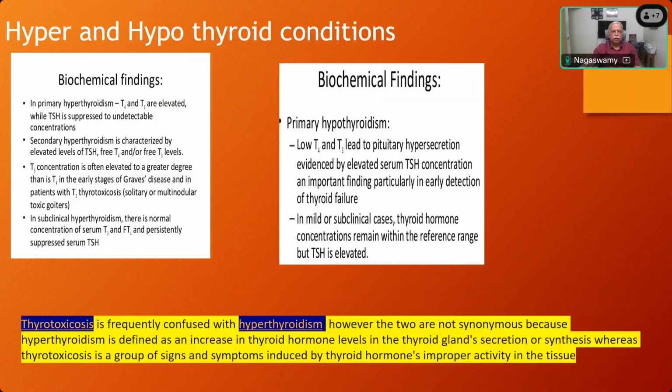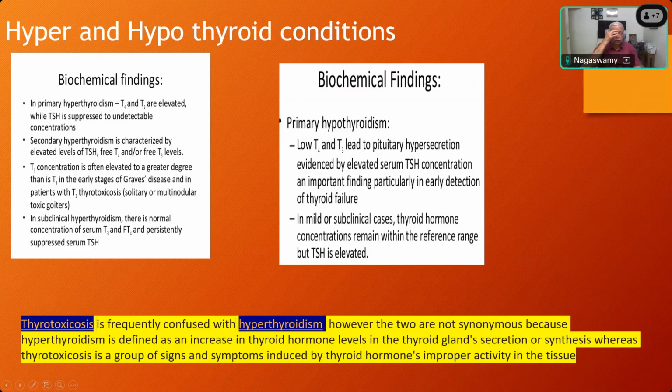And how to diagnose all that, you probably know biochemical values. In primary, what is happening is, and there is one misconception. Thyrotoxicosis is frequently confused with hyperthyroidism. Both are used synonymously because hyperthyroidism is defined as an increase in thyroid hormone levels in the thyroid gland secretion or synthesis, whereas thyrotoxicosis is a group of signs and symptoms induced by the hormone's activity. So both are not same. You cannot call every patient a thyrotoxic patient.